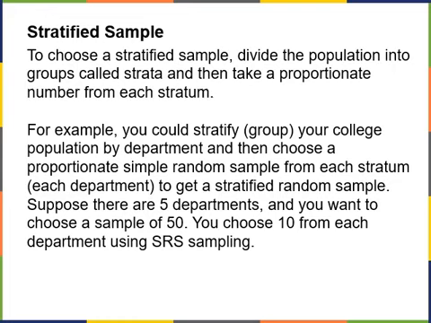Now for a stratified sample, what we're going to do here is divide the population into groups. We call those strata. So all you're doing is finding a way to break the population that you're looking to study into different specific groups. So what you can do is stratify your college population, for example, by department, and then choose a proportionate simple random sample from each stratum to get a stratified random sample.